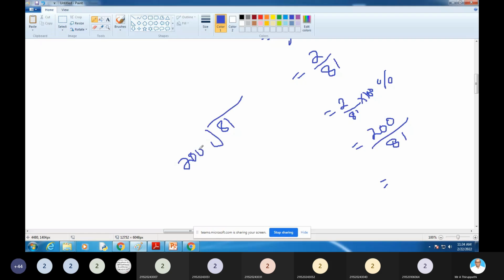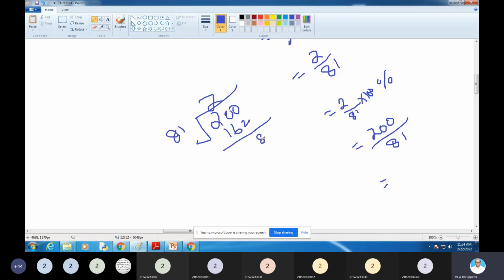After simplification, 200 by 81 gives 2.4 something. So the answer will be 2.4 something.